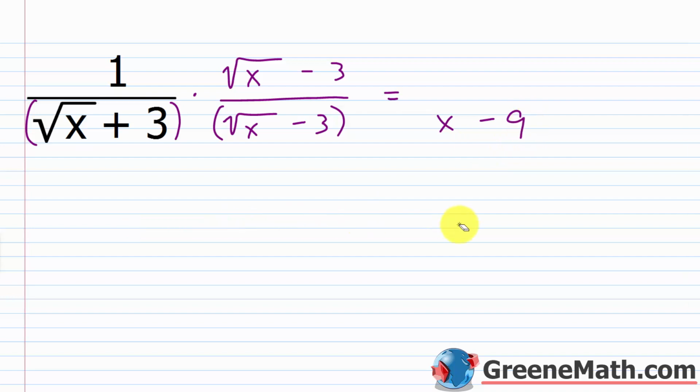Then in the numerator, we basically have 1 times this quantity, which is just that quantity. So you get the square root of x minus 3 up there. Okay, nothing you can really do here to simplify further. So we just have the square root of x minus 3 over x minus 9.